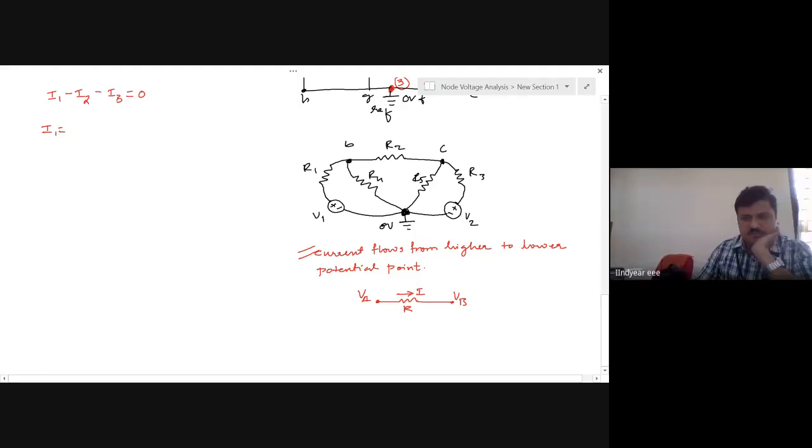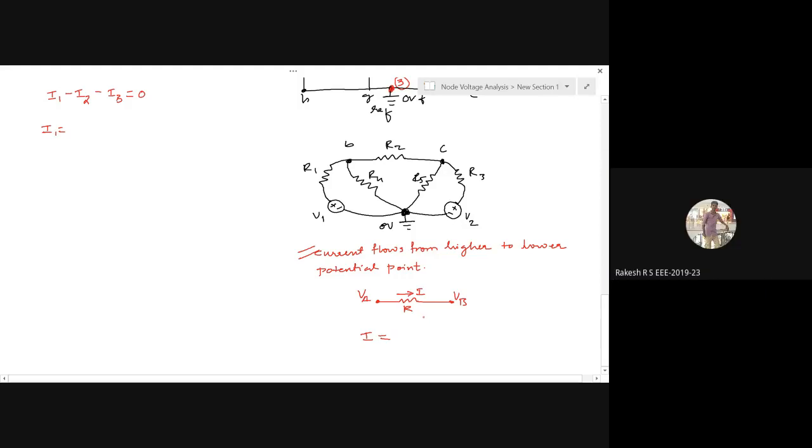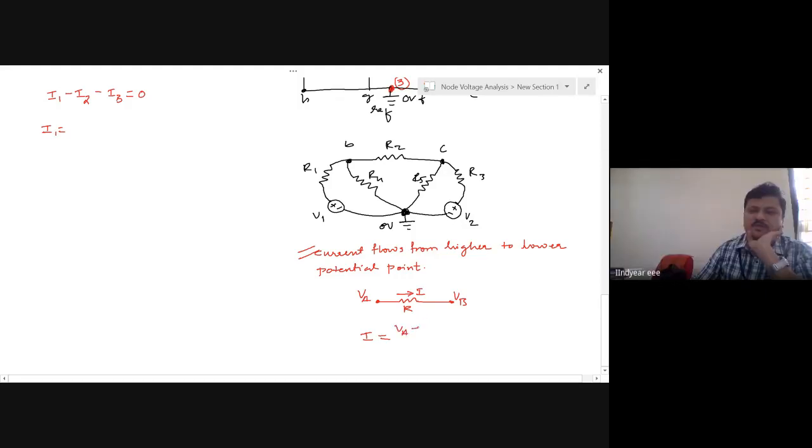VA is at higher potential point. Now, if I want to write I, how will we write? VA minus VB divided by R. Because the direction of current I know, this I have assumed arbitrarily.